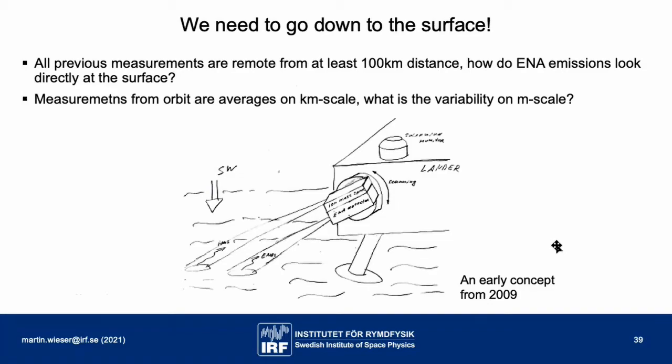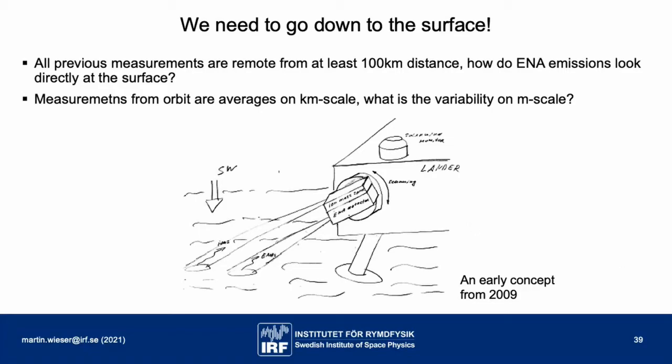showed that ENAs are emitted from the surface, there was this early concept drawing of how one could investigate ENA emission directly at the surface. So the idea was to have a lander and an ENA imaging instrument mounted on a rotating platform, which would allow investigating different emission angles from the surface while the solar wind precipitates from above.